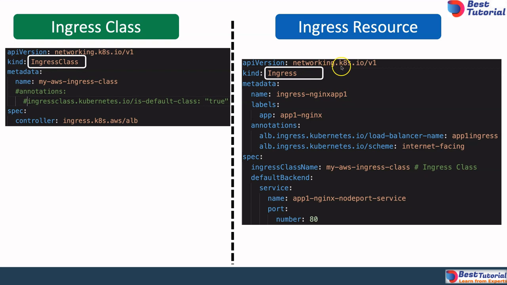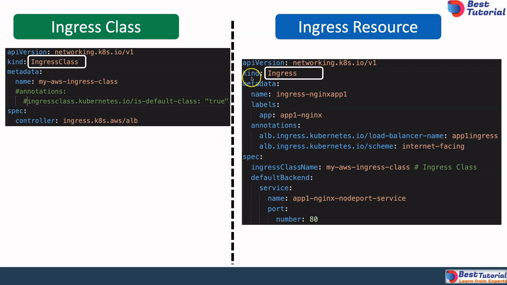This is the API version networking.k8s.io/v1, and the kind is Ingress. You can see here this is the Ingress class and this is the Ingress, and in metadata the name is ingress-nginx-app1. This is the Ingress service you are going to create, and we'll leave the labels, which are standard. In annotations you can see the ALB Ingress Kubernetes.io load balancer name, which we are giving as app1-ingress, and the scheme, saying this Ingress service should be internet-facing. This creates the application load balancer in AWS as an internet-facing load balancer.